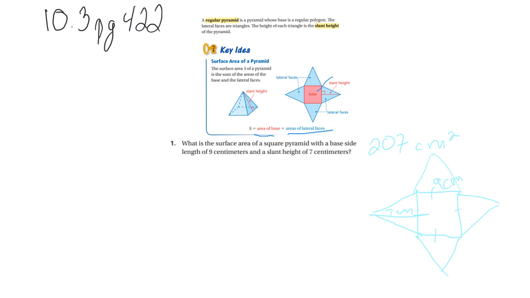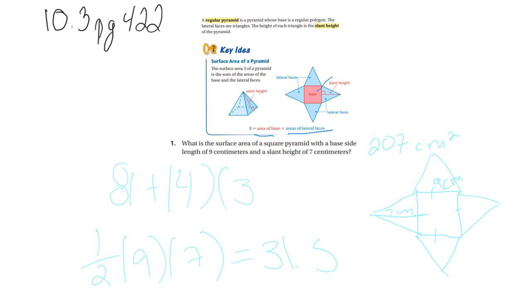So let's find the area of the center first. That would be 9 times 9. So that's 81 plus our 4 sides. So we're going to multiply whatever that number is by 4. Let's figure out what that number is. The area of a triangle is 1/2 times the base, which is 9, times the height, which is 7, which would give us 31.5.